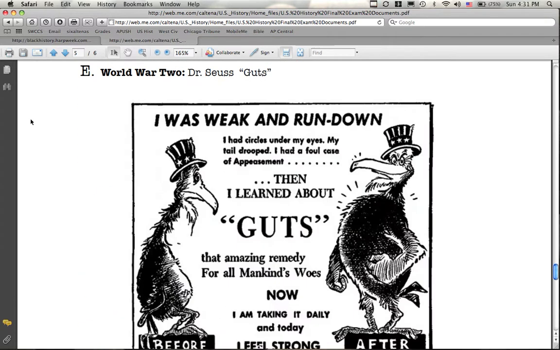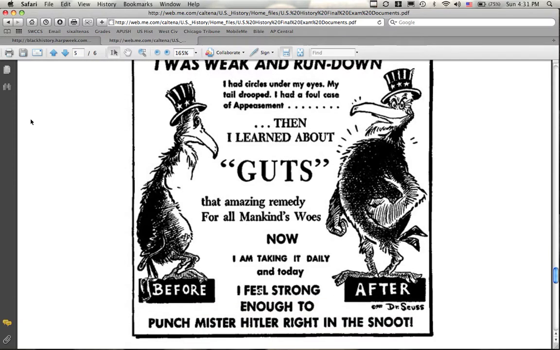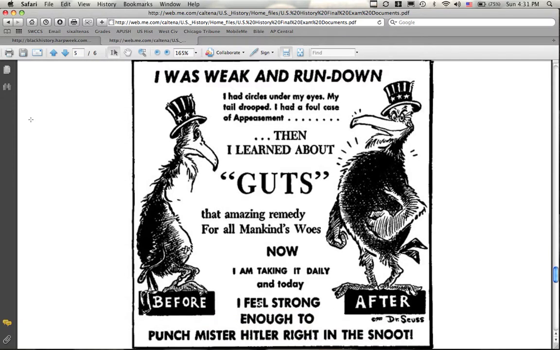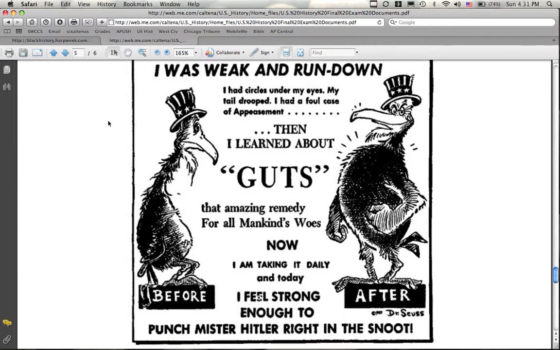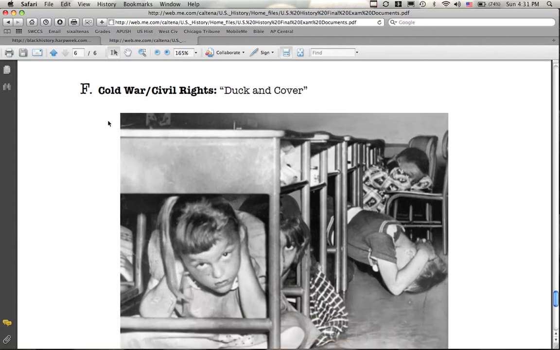All right, the key thing here is guts. This idea of what is America's role in response to the war? And then this little word here is very, very important. Appeasement. What was appeasement?